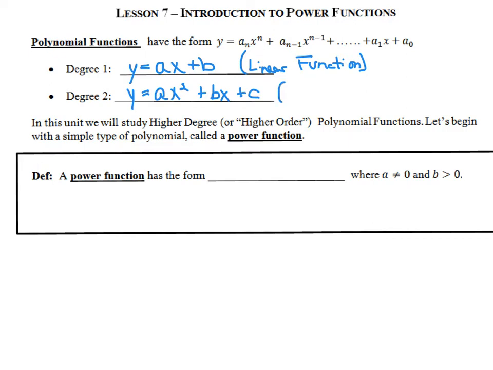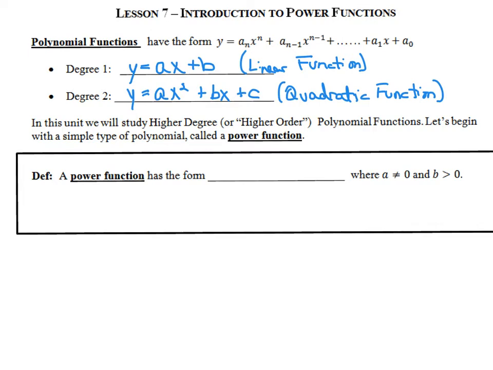This kind of function, because its highest exponent is a 2, is of course called a quadratic function. And we've done a lot of work with quadratic functions in this class already. Now we're going to focus in this unit on what we call higher degree or higher order polynomial functions. So far we know quite a bit about linear functions and quite a bit about quadratic functions, but our focus is going to be on polynomial functions with higher exponents. So we're going to start with the simplest kind. This is going to be a simple type of polynomial called a power function.